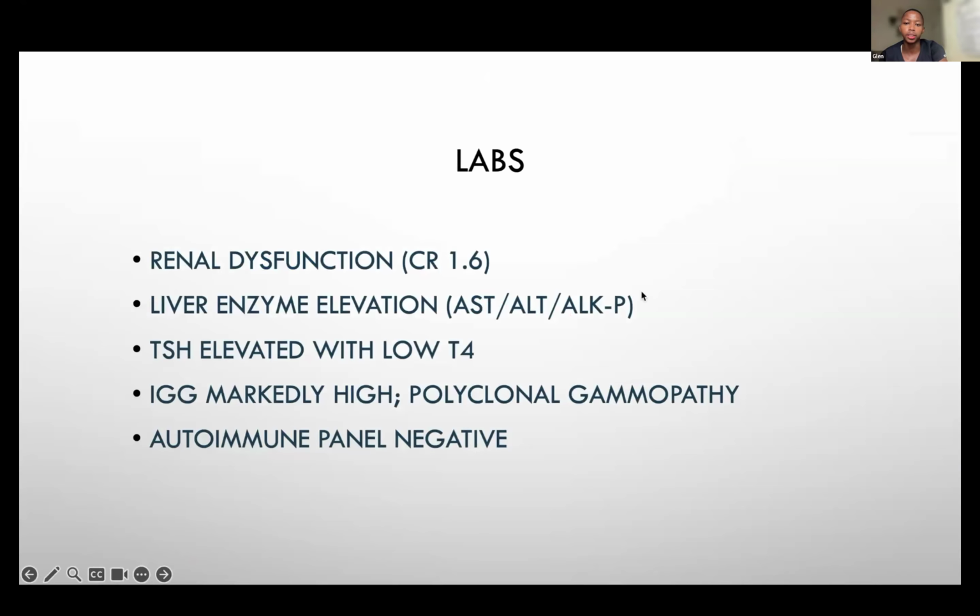So going back to the patient again, for the labs, I only picked the pertinent positive findings here. So there's some renal dysfunction with a creatinine elevated at 1.6, some liver enzymes elevated, TSH elevated also, and then the IgG was markedly high, so there's some polyclonal gammopathy, and then we also did some autoimmune panel, which was all negative.